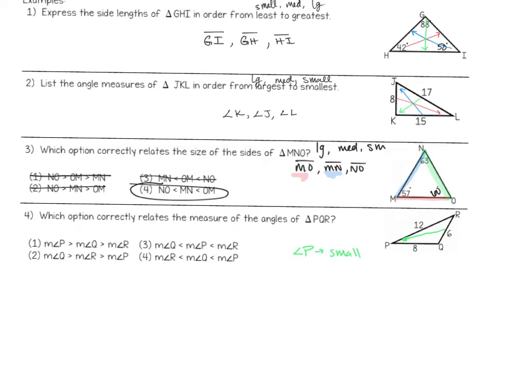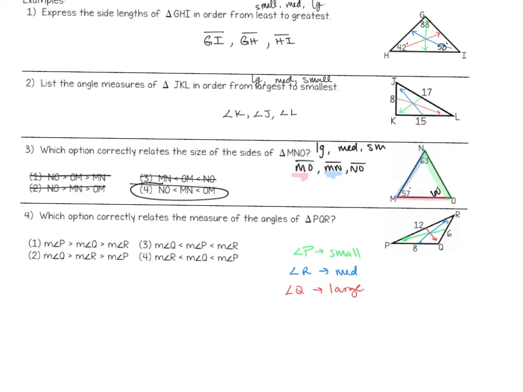My medium angle is across from my medium side. My medium side is 8. The angle across from that is R. And my largest side is across from my largest angle, so angle Q is my largest. So if I'm trying to put these in order, P is the smallest, Q is the largest.